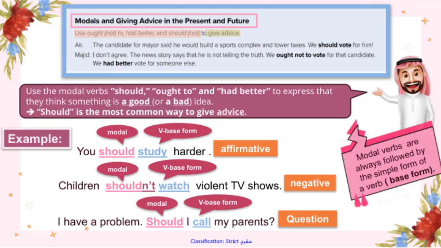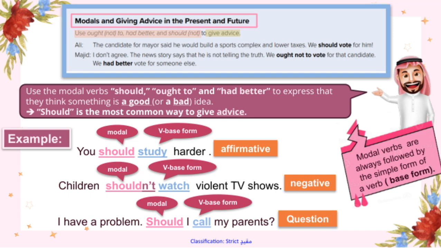Let's take a look at the base form and how it's used with modals. When we use modal verbs, they are always followed by the simple form of a verb, which is called the base form. For example, in a question you might say, "I have a problem. Should I call my parents?" Here, should is the modal, and call is the base form of the verb.